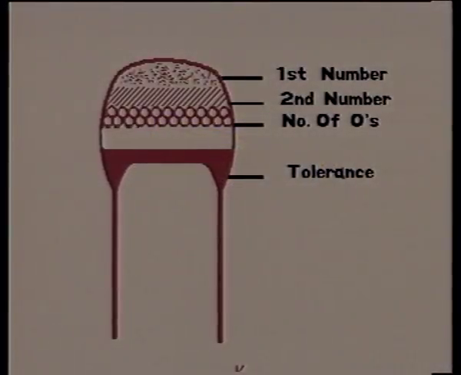The capacitance values of the capacitors are also marked with the help of color codes, as for resistors. The first band indicates the first digit. The second band indicates the second digit. The third band indicates the number of zeros. And the last band indicates the tolerance values.